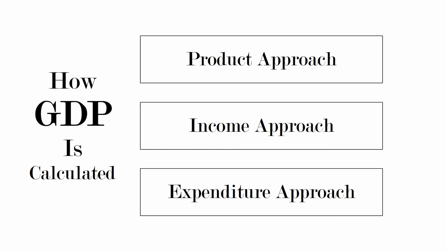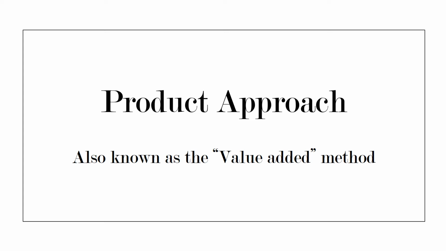Okay, how is GDP calculated? There are three approaches used to measure GDP. The first is the product approach, the second is the income approach, and the third is the expenditure approach. Let's see. First, the product approach, also known as the value-added approach. It's simply the gross value of output minus the value of intermediate output.